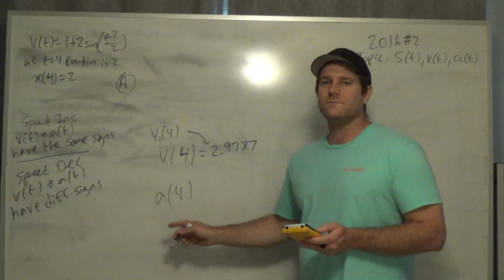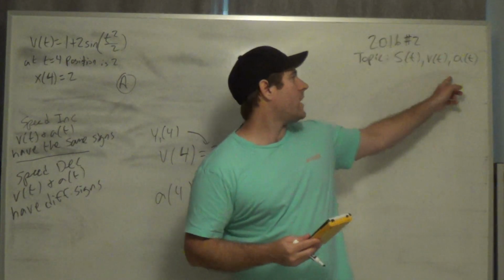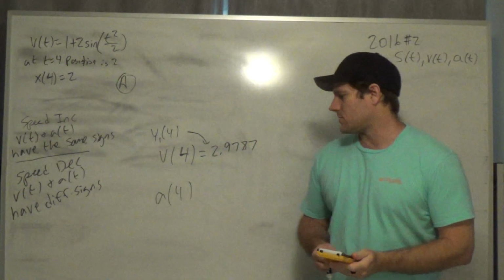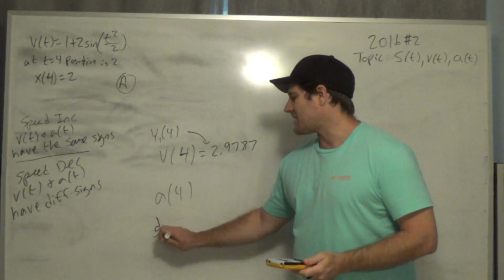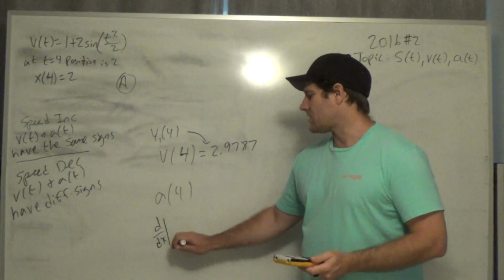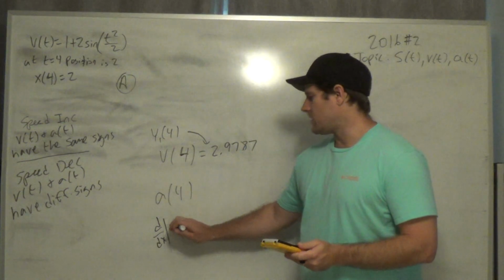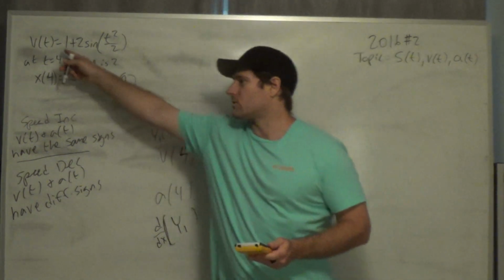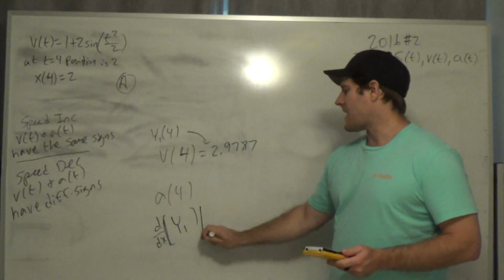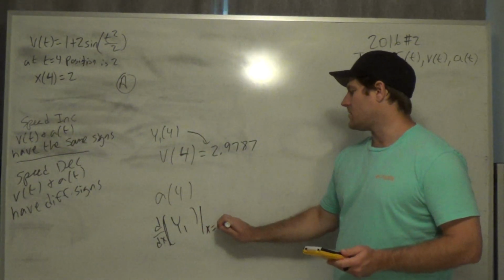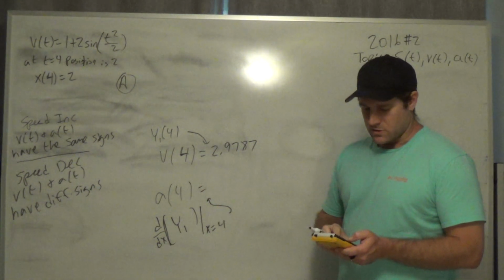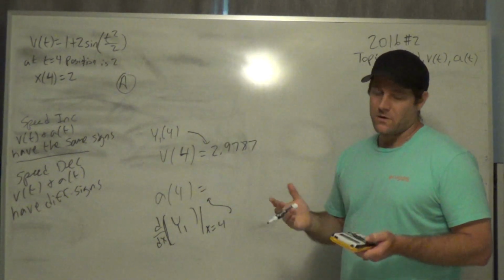And now I need to know acceleration. Now acceleration is the derivative of velocity. But I don't want to take the derivative by hand. I'm going to let my calculator take the derivative. So I'm going to use math 8, tell my calculator to take the derivative of what's in y1, so the derivative of velocity, and then tell it to plug in time equals 4. And that answer is going to be what's going here.